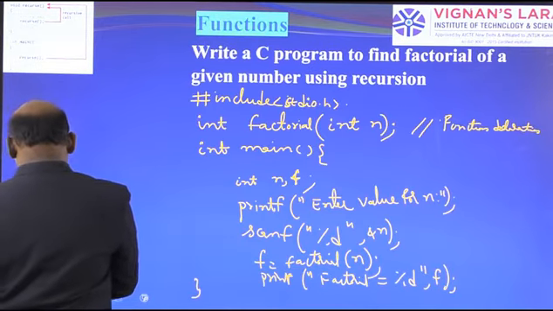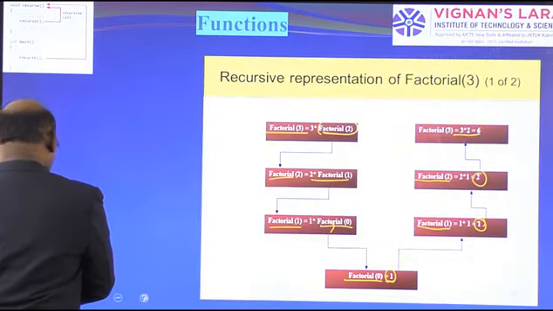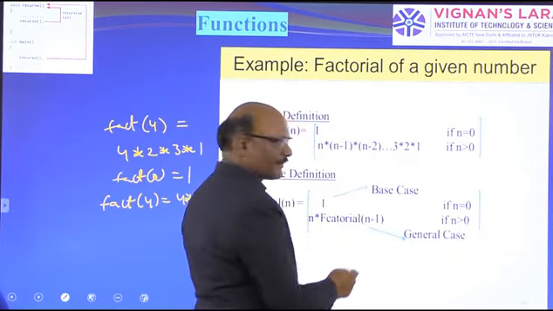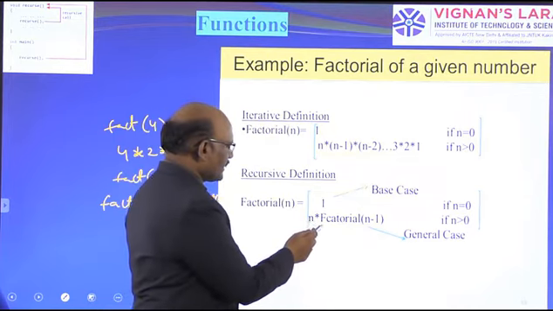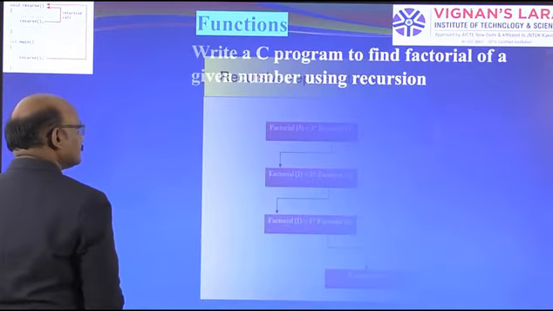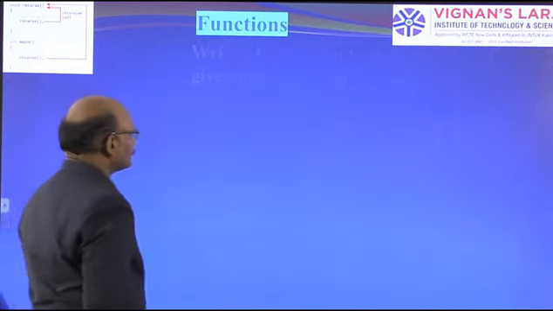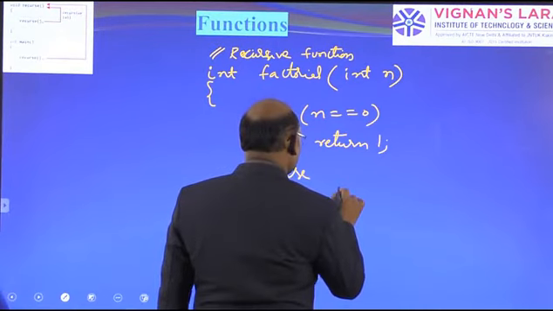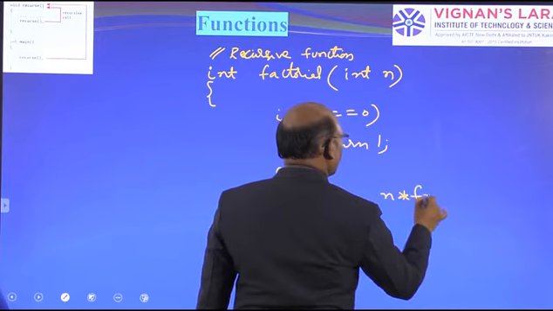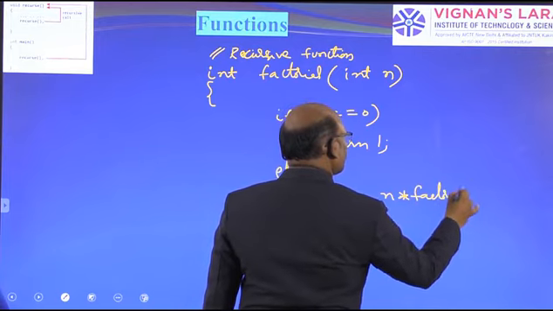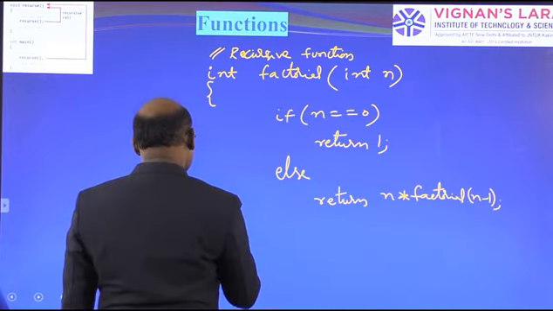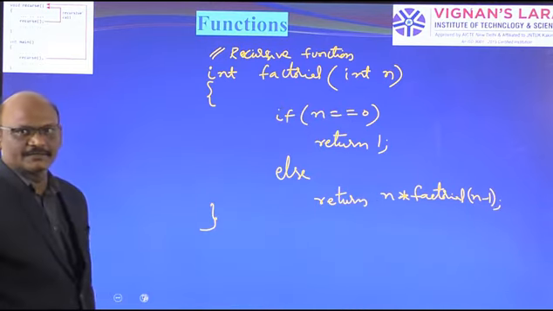So what is the general case? General case is n into factorial of n minus 1. Else return n into factorial of n minus 1. Yes, so this is the recursive function.